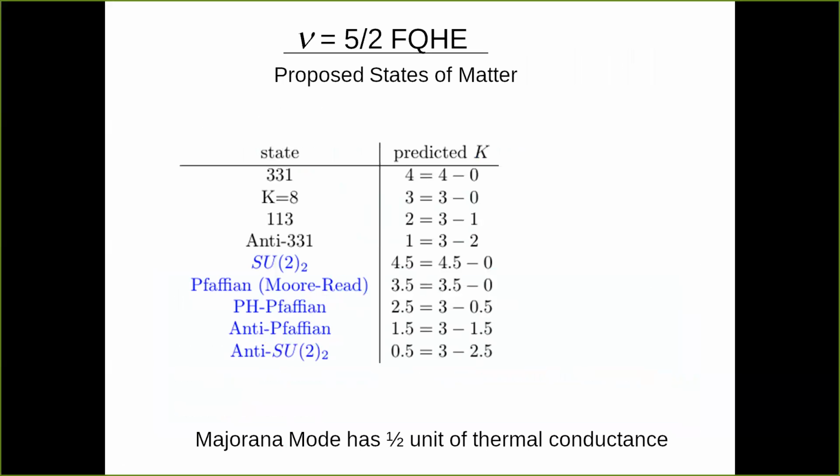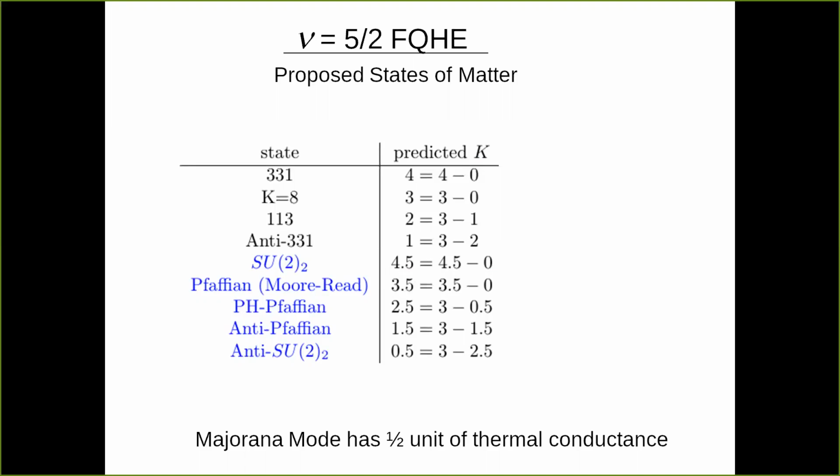So here's a list of some of the things that have been proposed for the 5/2 quantum Hall state. A lot of different possible states of matter that people have suggested could be responsible for the plateau at 5/2. The ones in blue have Majorana edges. You'll notice that the predicted thermal conductance for all of the ones in blue is something plus 0.5. The 0.5 is always given by the Majorana mode, which contributes a half, either plus a half or minus a half, depending on its direction. So it's quite a lot of possibilities. Which one of these do we actually think is realistic?